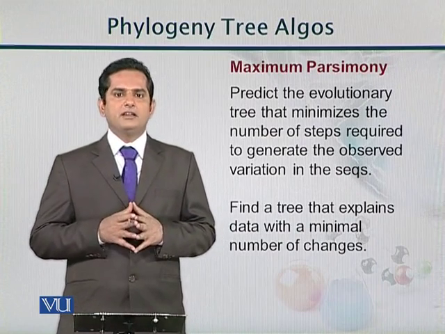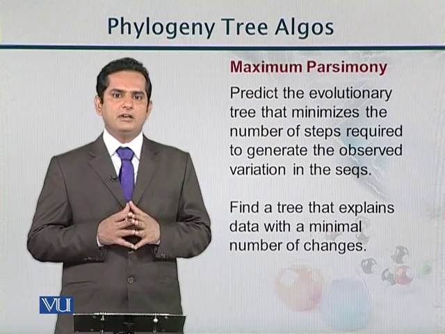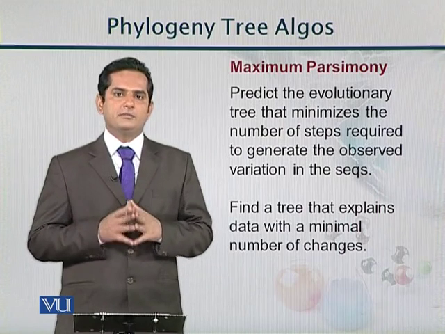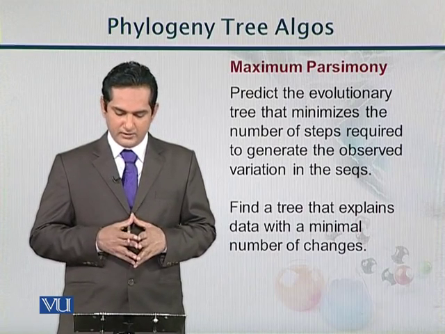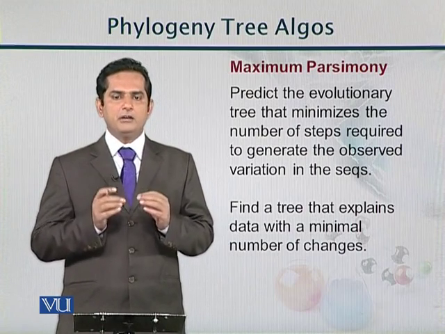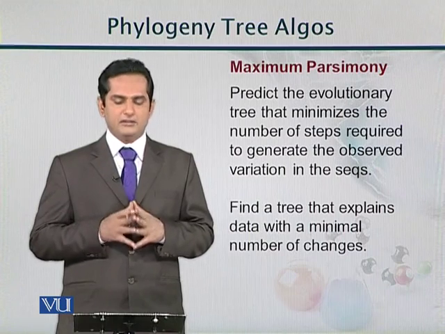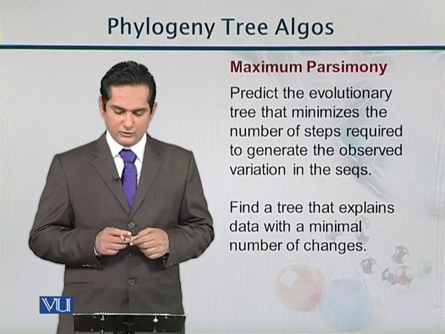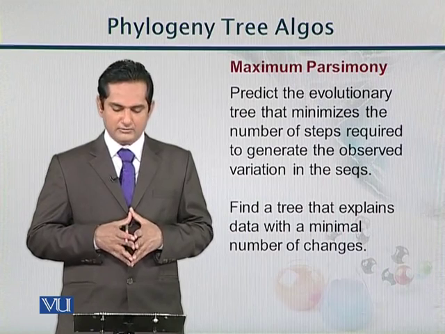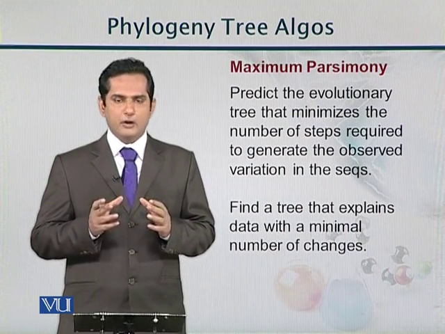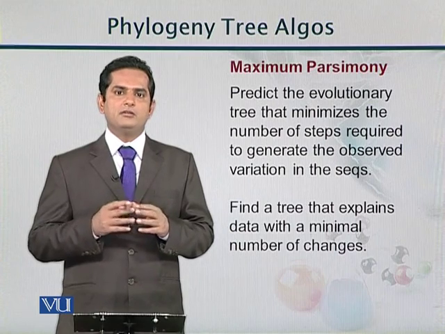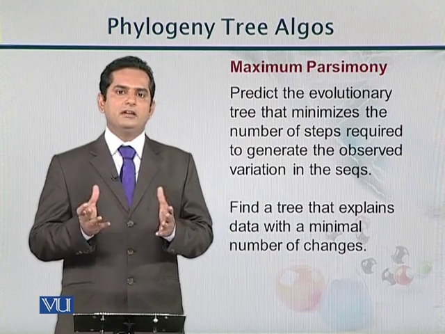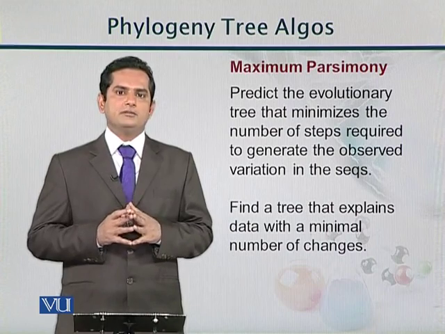So I will start from maximum parsimony. What is maximum parsimony and what are its different steps? Again, as I started, maximum parsimony finds a tree that explains the data with the minimum number of steps. This is the basic definition, and it predicts the evolutionary tree that minimizes the number of steps required to generate the observed variation in the data. So basically we want to capture variation within the data. What is that variation and how is it captured?